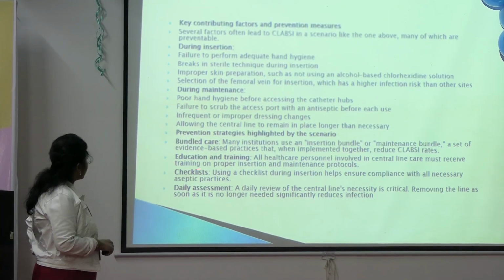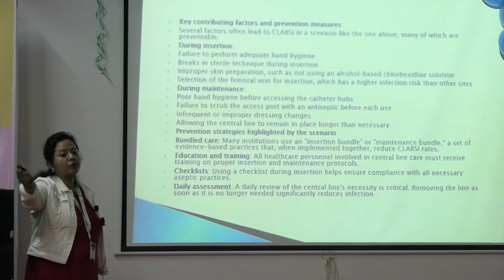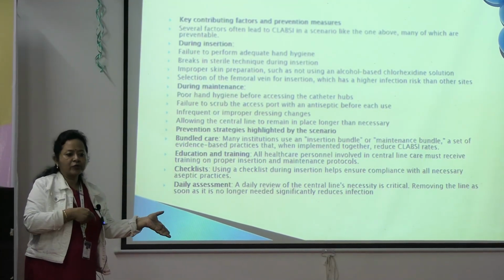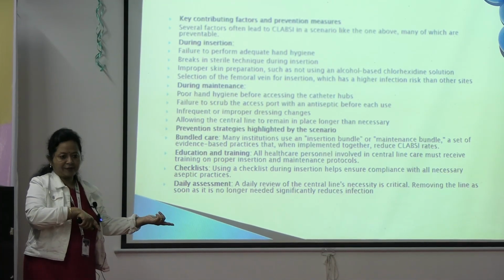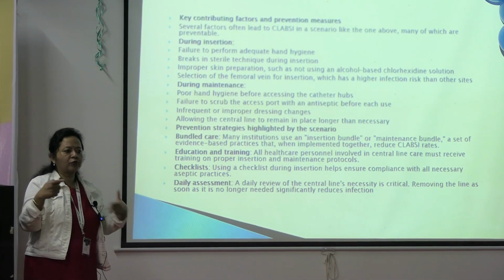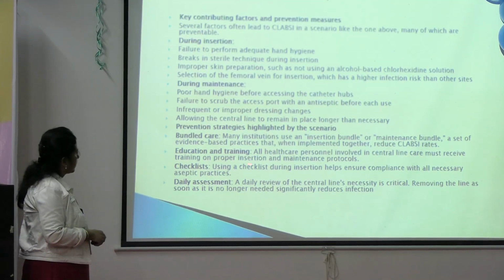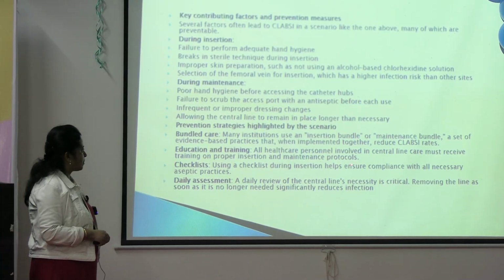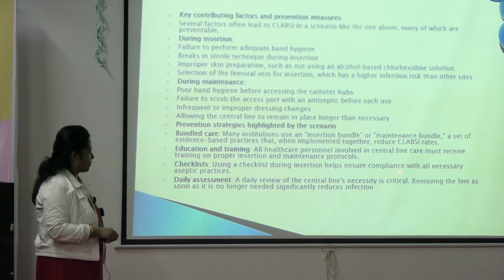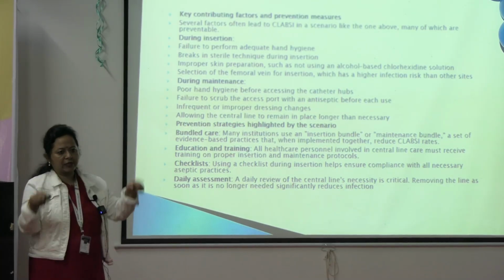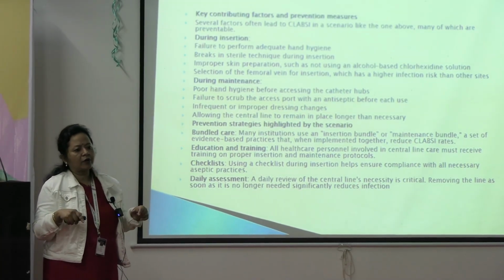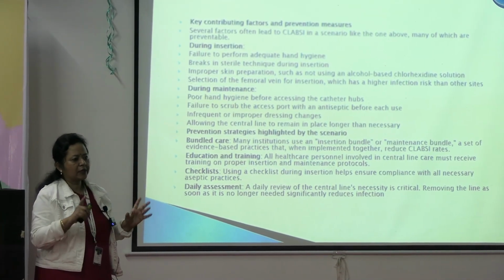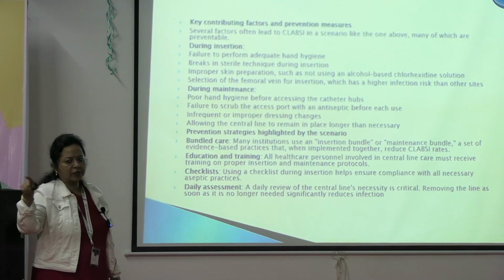Okay. Then education and training, very important, and it is an ongoing process. In a hospital, you may have 100 staff, maybe 5 more staff have joined, so you have to train them again. And the existing staff also you have to keep on training. Ongoing training has to be given. All healthcare personnel involved in central line care must receive training on proper insertion and maintenance protocols. A checklist has to be there. In very good hospitals, you always have some checklist. Morning checklist for care of catheters, urinary catheters. Whatever you have done, you just tick, tick, tick, tick. Okay, you have done this.